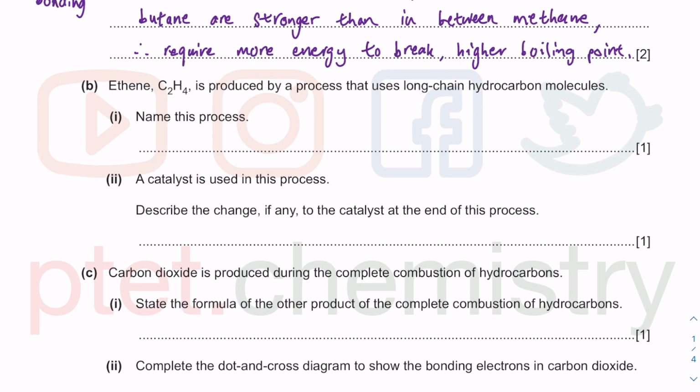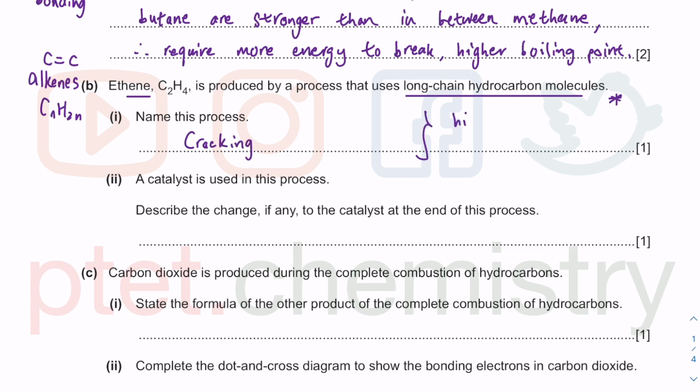In the next question, we have ethene. This is CnH2n, part of the alkene homologous series, where they have a carbon-carbon double bond as the functional group. We get this small chain alkene by doing something to the long chain hydrocarbons. This is called cracking. Cracking is done in industry using very high temperature, around 500 degrees Celsius. You would also need a catalyst.